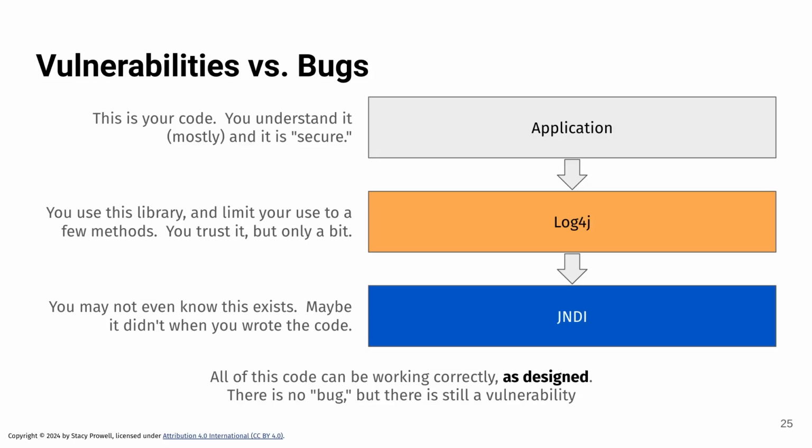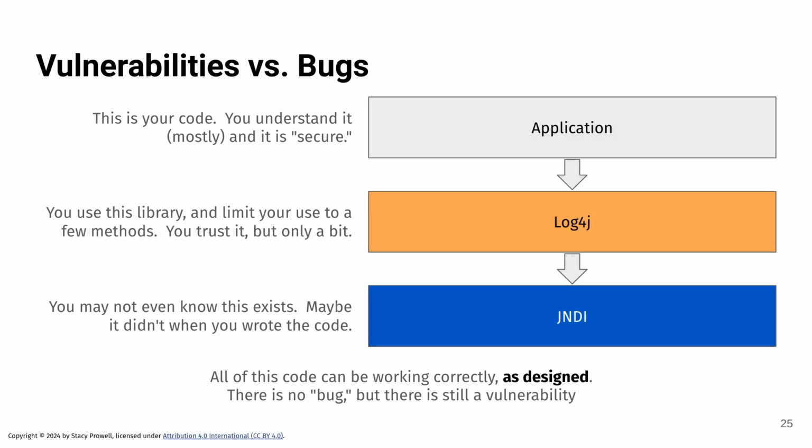Known or maybe unknown to you, Log4j uses the JNDI, and maybe you don't even know that that's the case. Maybe it didn't use the JNDI when you wrote your code, right? Because that was only introduced later with an update to Log4j. So when you wrote your code, that may not have even been a thing.